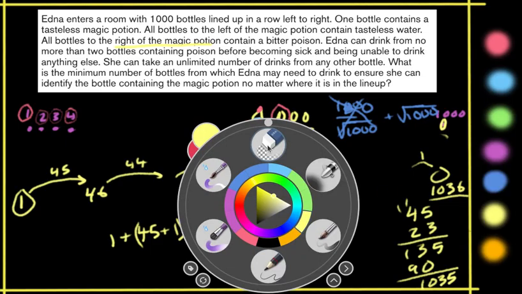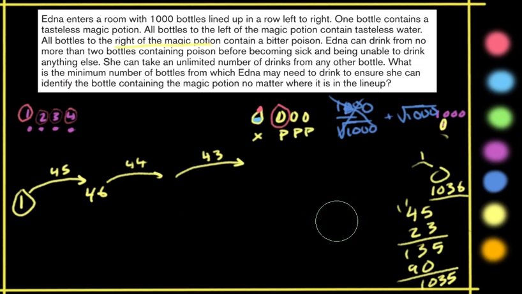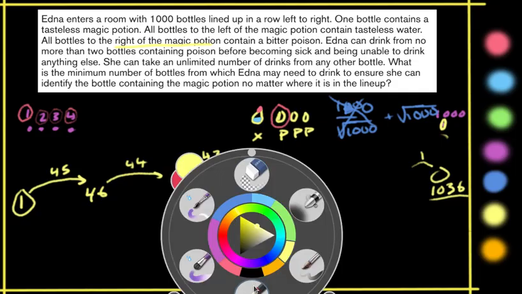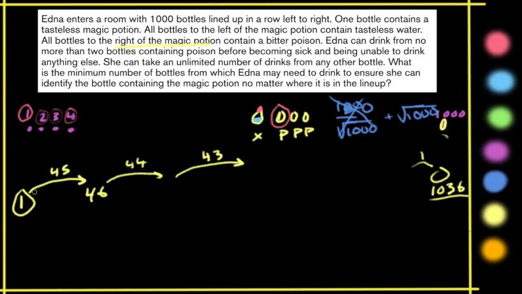And then how many bottles are we going to have to taste? What's the worst case bottle we can get? If the magic bottle is 45, that's going to be a pretty bad case, because we're going to do one jump to get to 46. It's going to be bitter. Then we're going to have to go back to 1, and we're going to have to sample all 45 of these. Is that right?